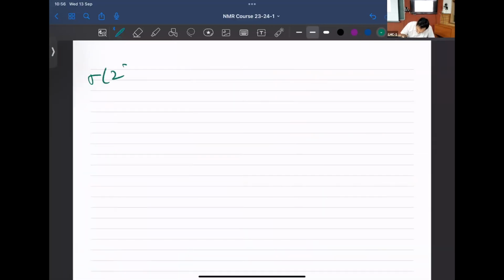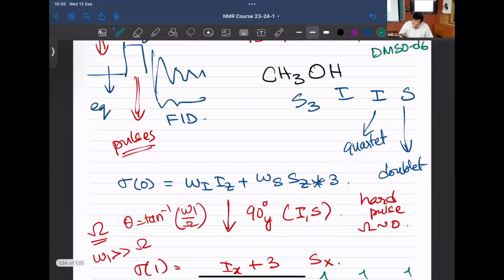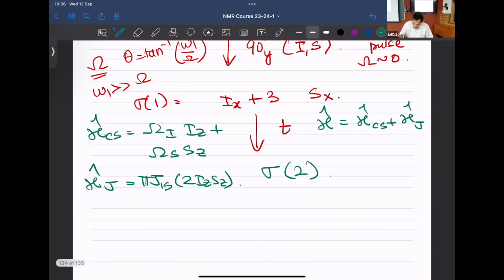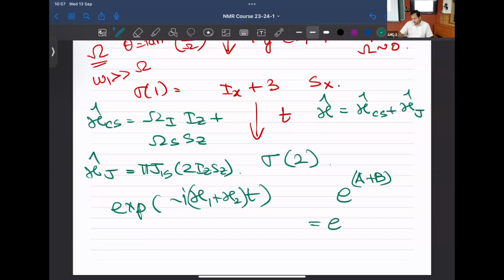So sigma of 2, therefore, will become, let's do chemical shift first. This is something that's important. You have 2 interactions present. Therefore, your exp minus iHt would become exp of minus i (H1 plus H2) times t. So basically, you have an e power A plus B kind of relationship. E power A plus B is equal to e power A times e power B only if the commutator AB is equal to 0.